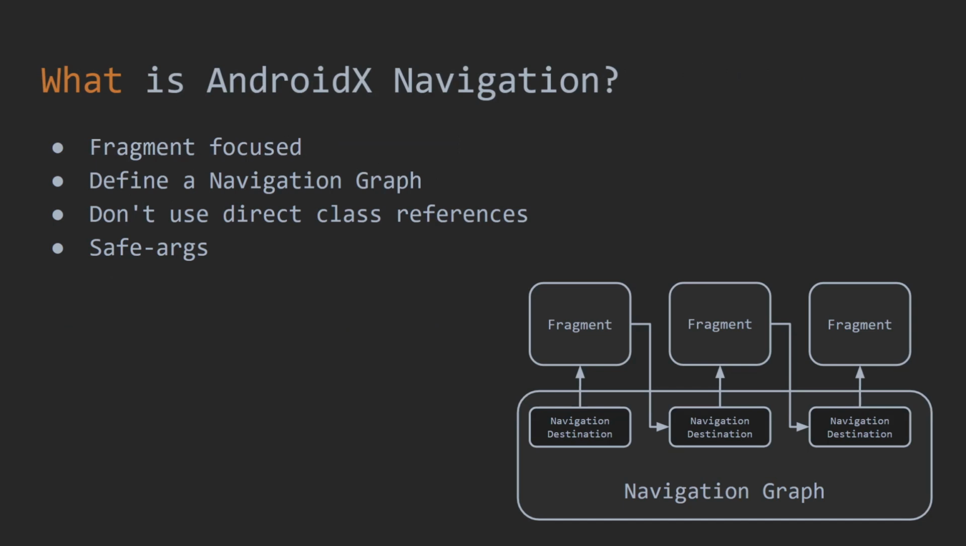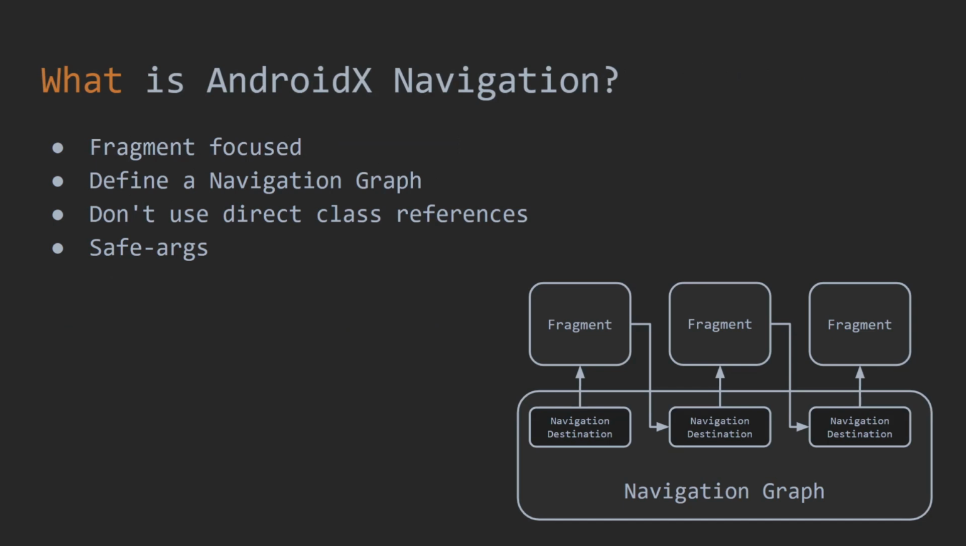Despite being able to navigate to all of those different component types, AndroidX Navigation does focus on fragments as the primary screen type. Because of this, I'm going to say fragment a lot for the rest of this talk. But when I say fragment, you can take that to mean fragment, activity, or other component. It's just a little bit easier to say fragment.